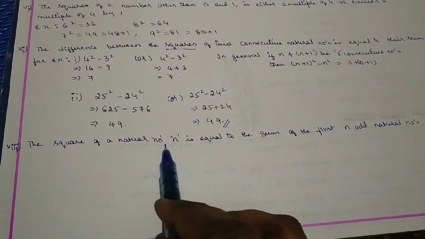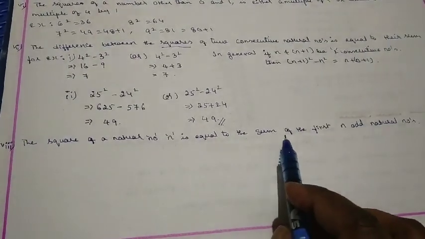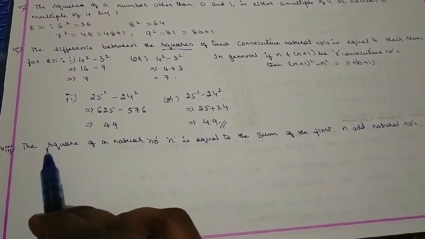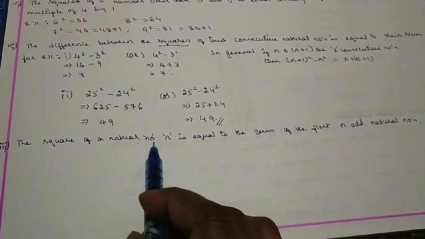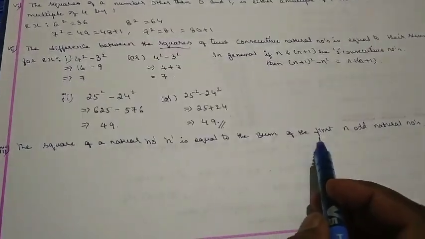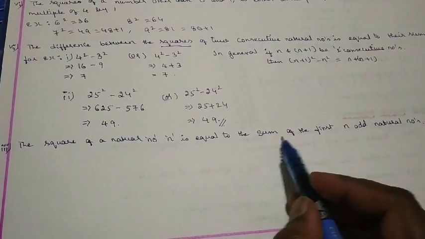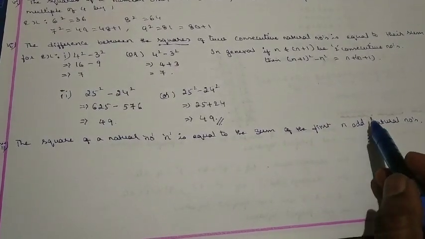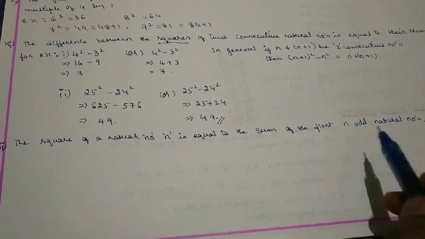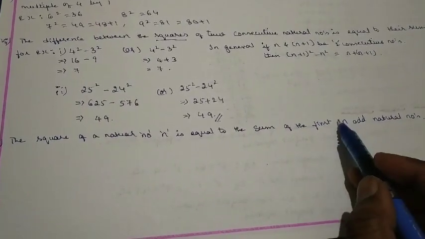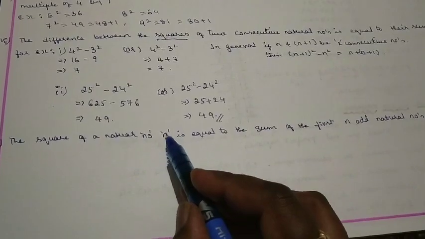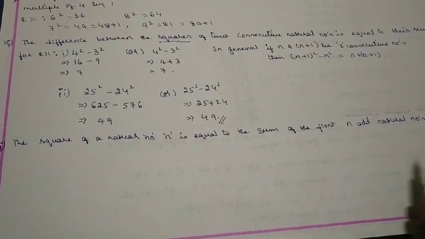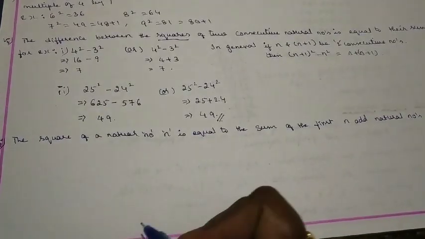The square of a natural number n is equal to the sum of the first n odd natural numbers. Sum in the sense of addition of the first n odd natural numbers. So we need to take what kind of numbers? Odd natural numbers. How many? Whatever square number you are taking, that many, n odd natural numbers, you have to consider. Let me explain this by taking an example.